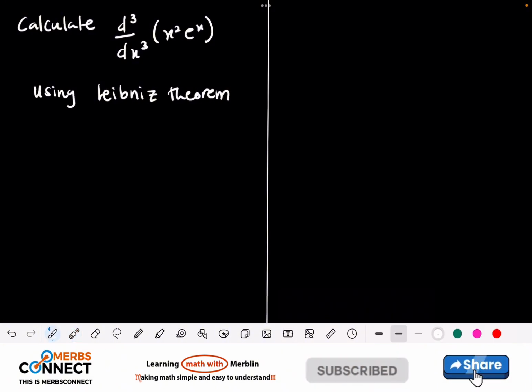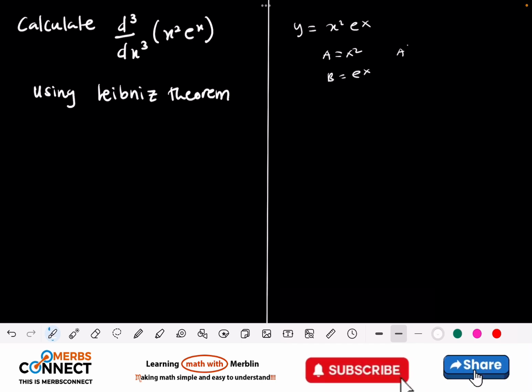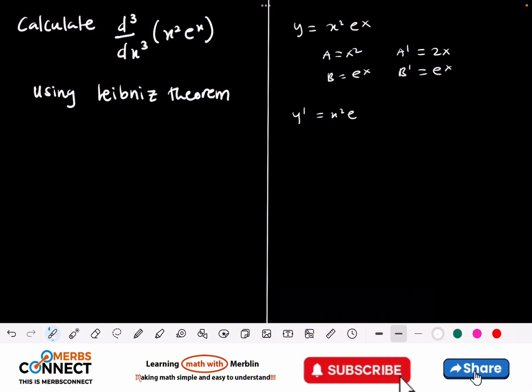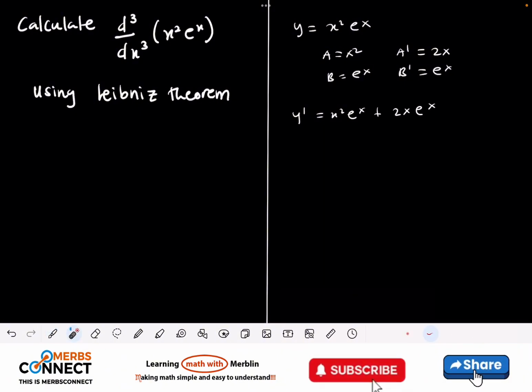So for example, if I'm using product rule, let me assume that what is here is y, so y is equal to x squared e to the power x. With the product rule, my a is equal to x squared, my b is equal to e^x. A prime is equal to 2x, b prime is still e^x. So the first derivative will be: multiply this by this, multiply this by that. So I'm going to have x squared e^x plus 2x e^x. So you see, I'm done with the first derivative.